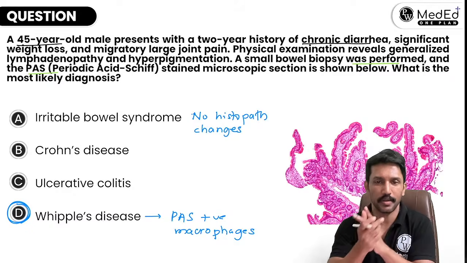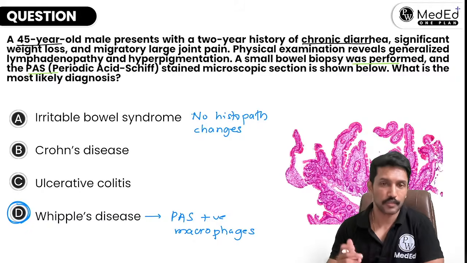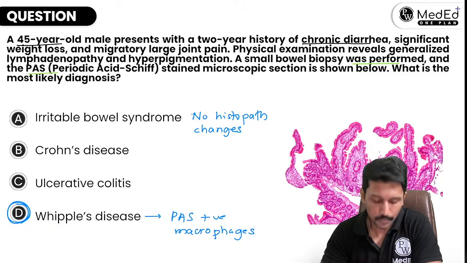So we need to treat. How do we treat? Infection. So of course, antibiotic. What is the antibiotic of choice for treatment of Whipple disease?